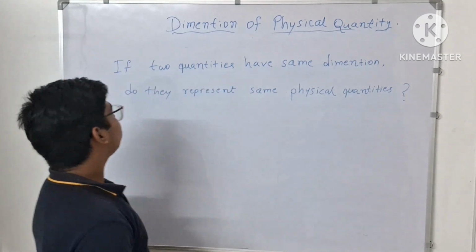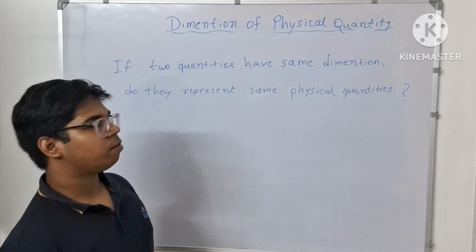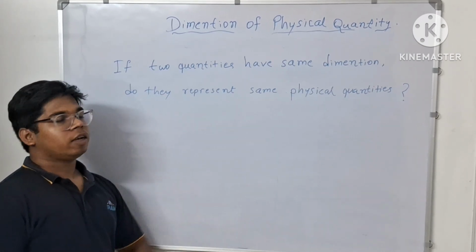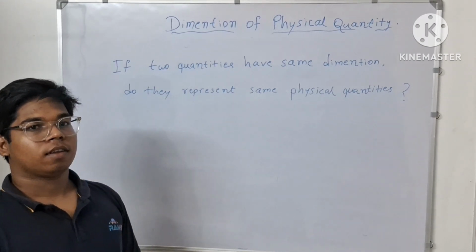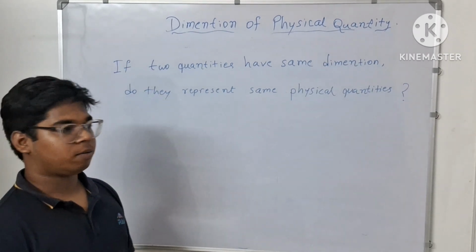So here is a question: if two quantities have the same dimension formula, then do they represent the same physical quantity? Please post your answer in the comment box.